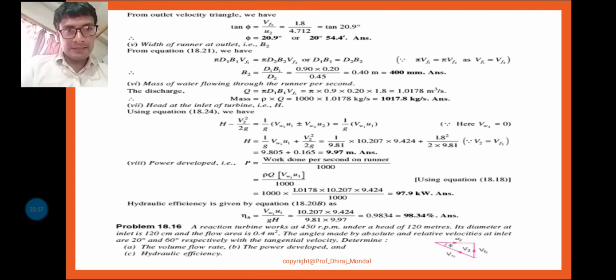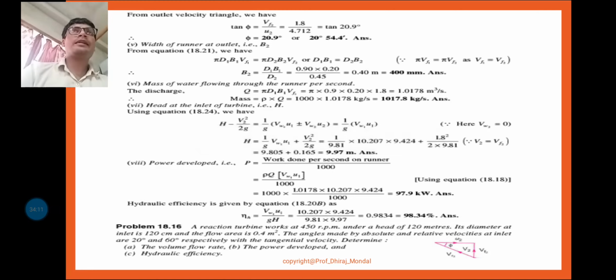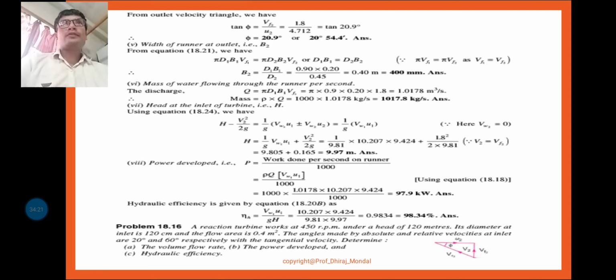And at last, the efficiency you need to calculate. Hydraulic efficiency is equal to VW1 U1 by G into H. So put all the values, the efficiency you will be getting 98.34%. So today up to this, I hope it is clear. Very important numerical from your exam point of view. Okay, so you must see this type of numerical in the exam. This what I have discussed, that is your assignment.